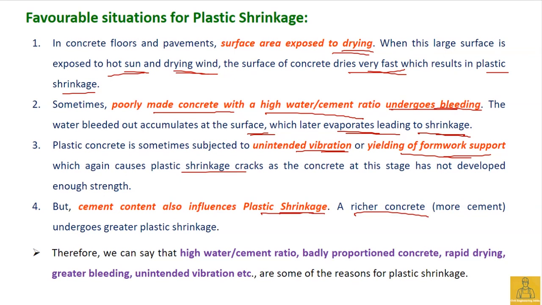A rich concrete, or a concrete with more cement, undergoes greater plastic shrinkage. Therefore, we can say that a high water by cement ratio and badly proportioned concrete, that is, if you add more cement or more water, rapid drying, that is, the concrete surface being exposed to the atmosphere and getting dried very quickly, and bleeding, unintended vibration, etc., are some of the reasons for plastic shrinkage.